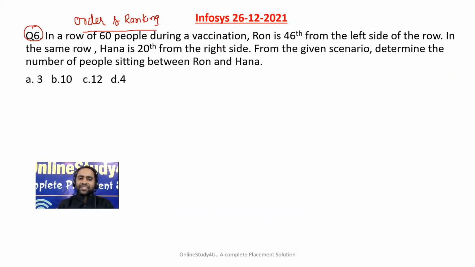So in a row of 60 people during a vaccination, Ron is 46th from the left end of the row. So this will be my left hand and this will be my right hand. Ron is 46th from the left. In the same row, Hana is 28th from the right end. See, Hana is 28th from the right end.